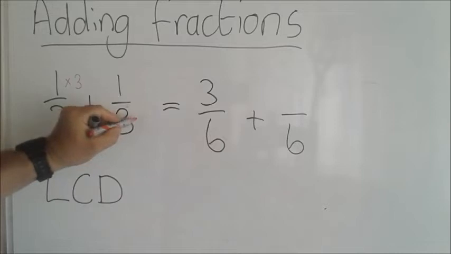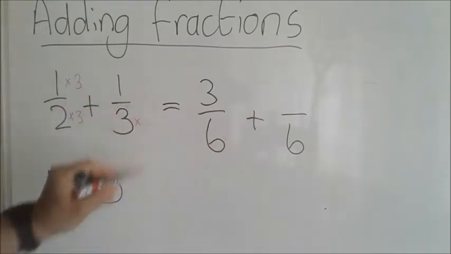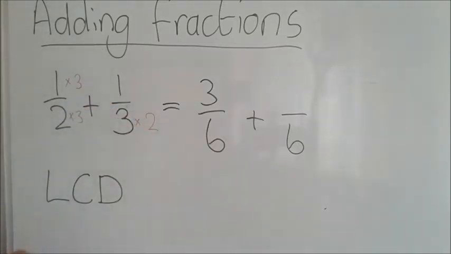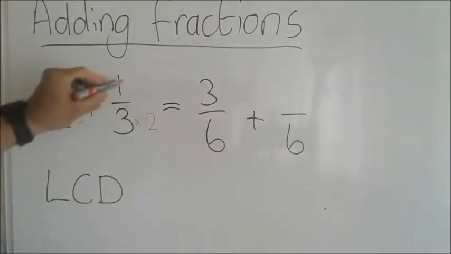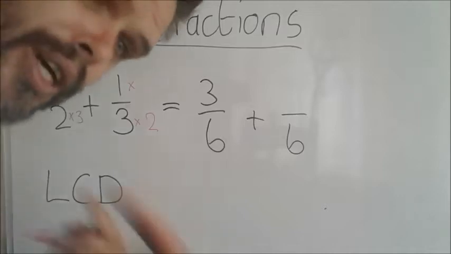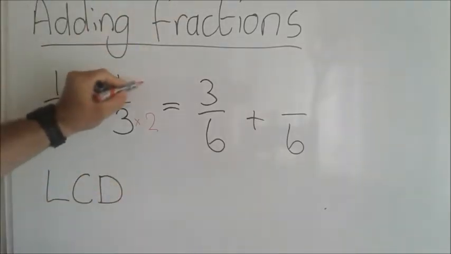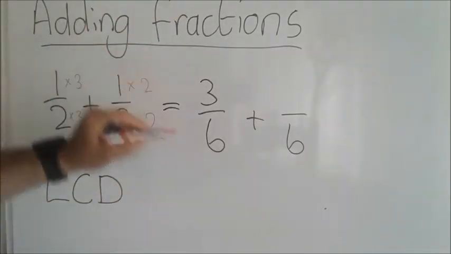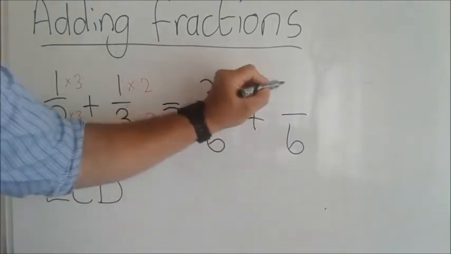What did I do to 3 to get 6? I times it by 2. 3 times 2 gave me 6. So what I do to the bottom, I've got to do to the top. So 3 times 2 gives me 6, so 1 times 2 gives me 2.